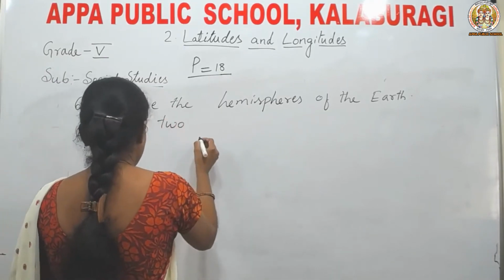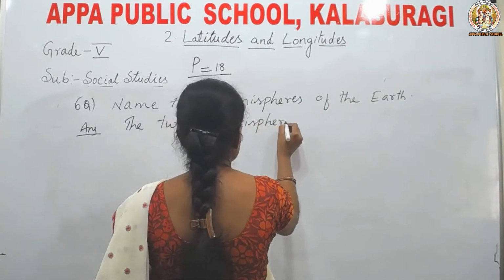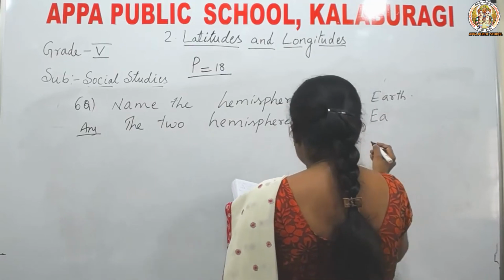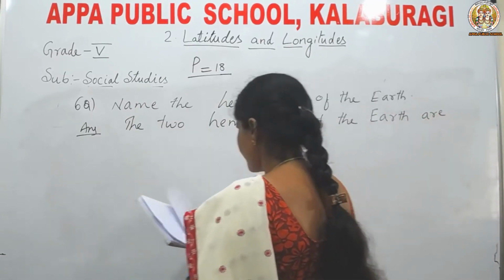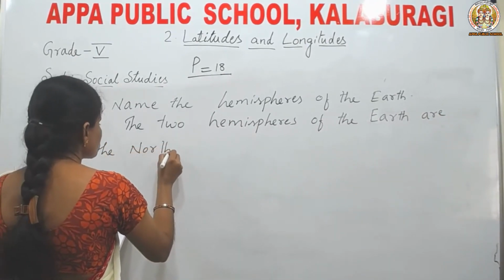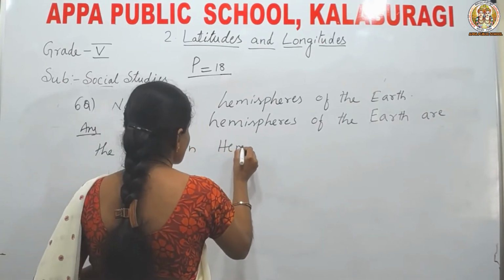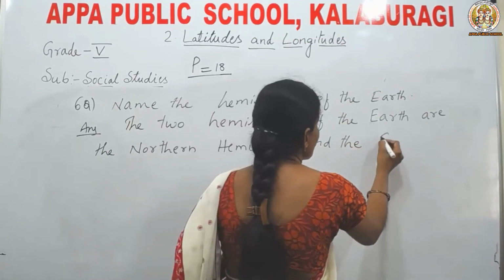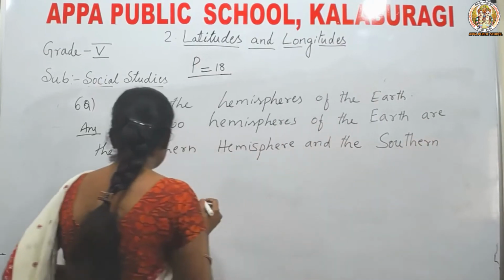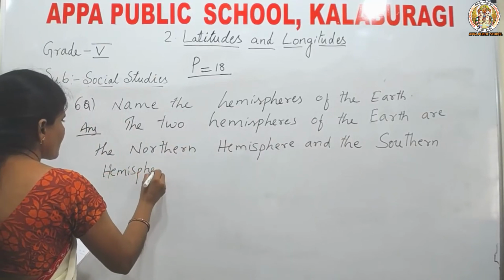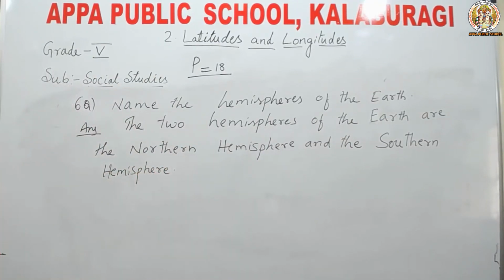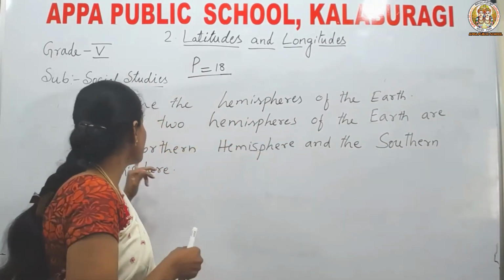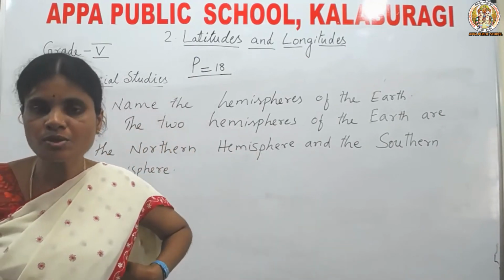The two hemispheres of the earth are the northern hemisphere and the southern hemisphere. Say, these are the two hemispheres. Name the hemispheres of the earth. The two hemispheres of the earth are the northern hemisphere and the southern hemisphere. These are the two hemispheres of the earth.